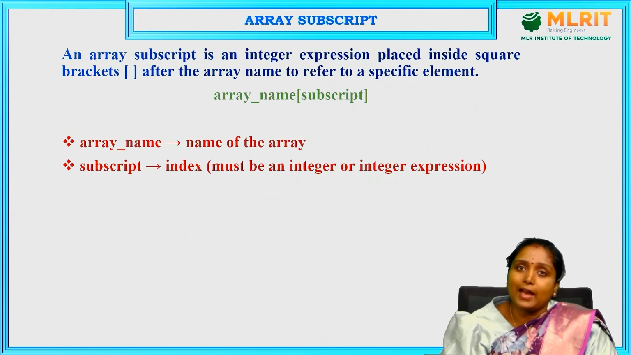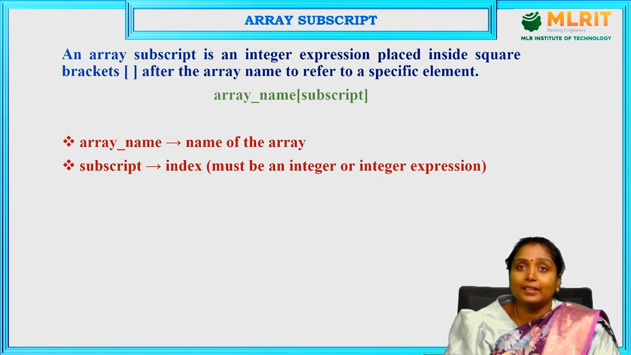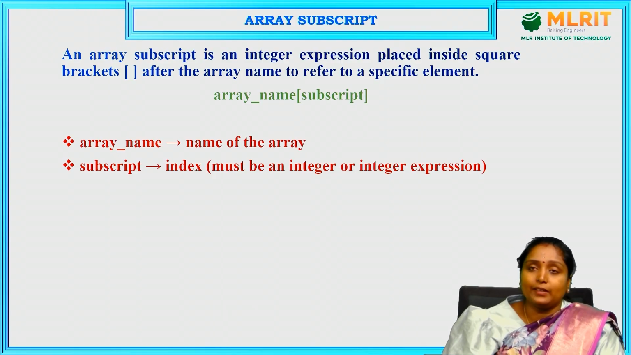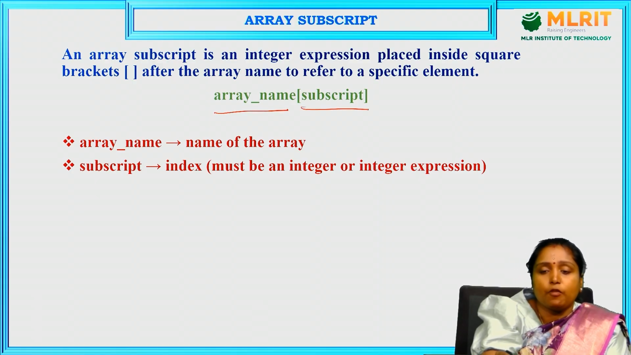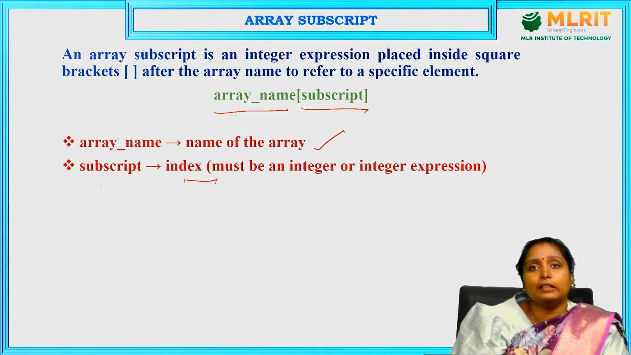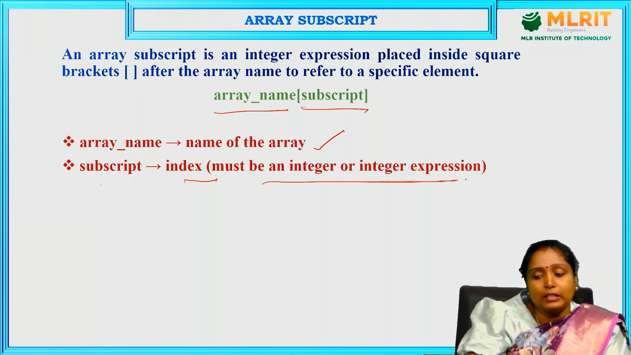Coming to the array subscript, it is an integer expression placed inside square brackets. After the array name, we refer to a specific number. So it is the name of the array followed by the subscript. The array name is the name of the array, and the subscript holds the index value, and this must be an integer value only.